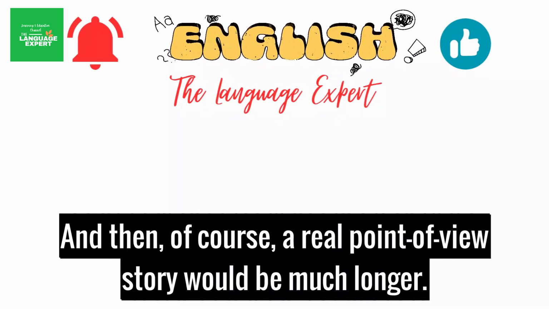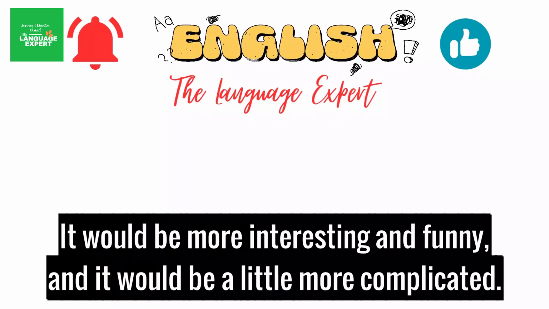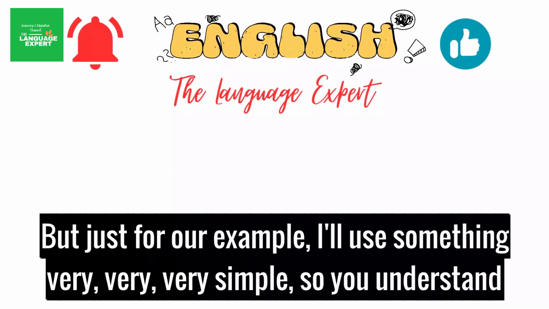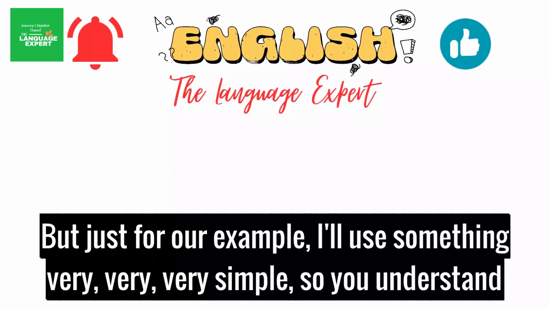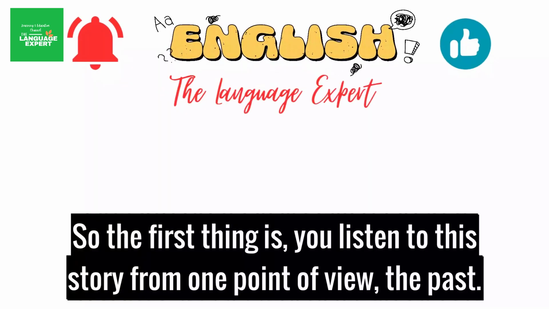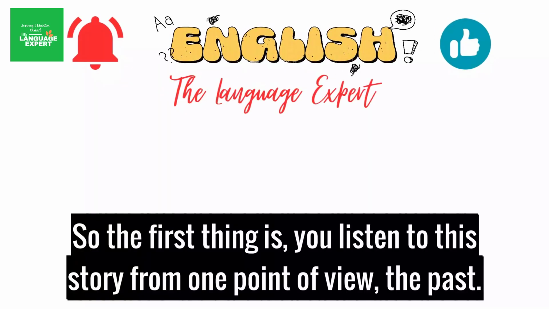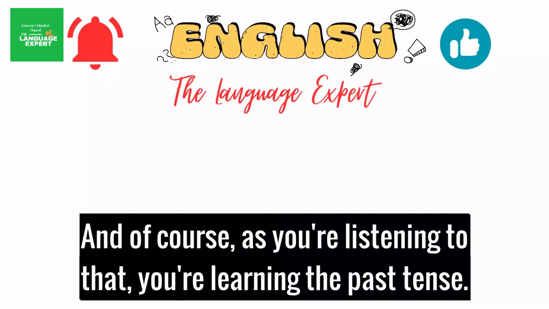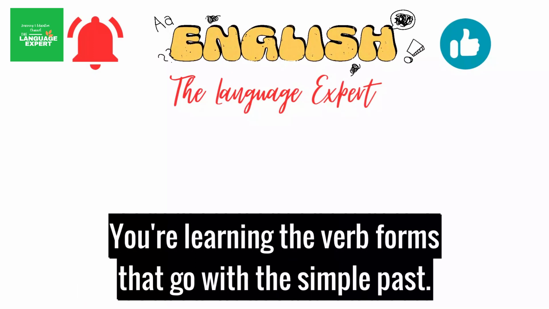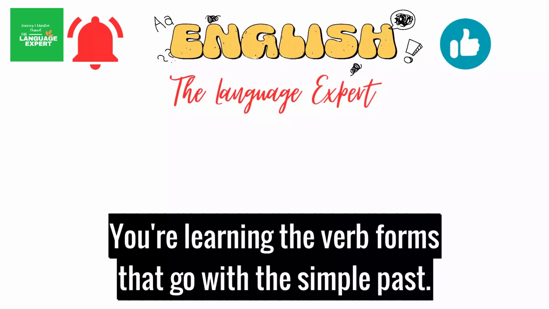And then, of course, a real point of view story would be much longer. It would be more interesting and funny, and it would be a little more complicated. But just for our example, I'll use something very simple so you understand the idea. So, the first thing is you listen to this story from one point of view, the past. And of course, as you're listening to that, you're learning the past tense. You're learning the verb forms that go with the simple past.